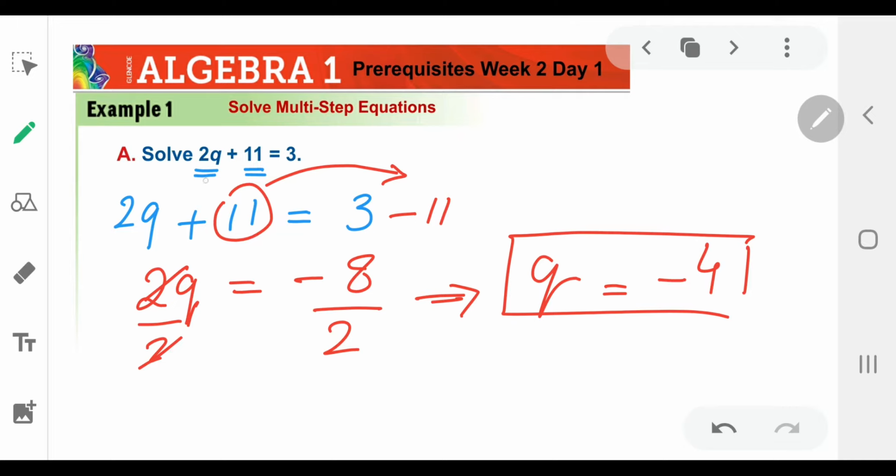So remember, when you have both multiplication and addition in the same equation, you start by undoing or using the inverse of addition, which is subtraction first, and then the division to get rid of the multiplication.